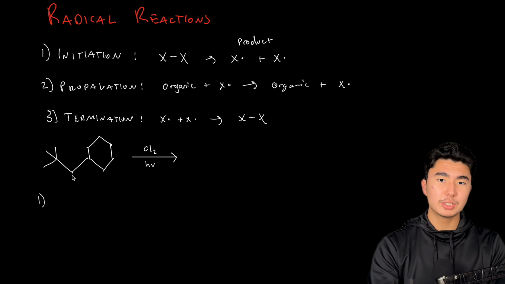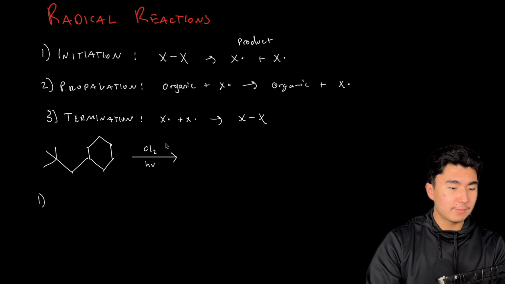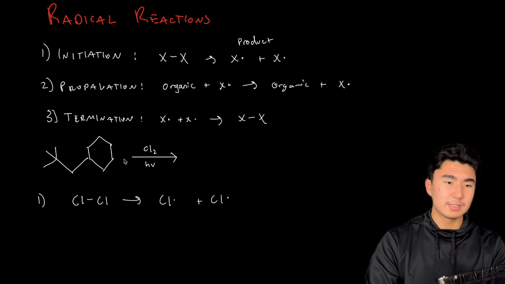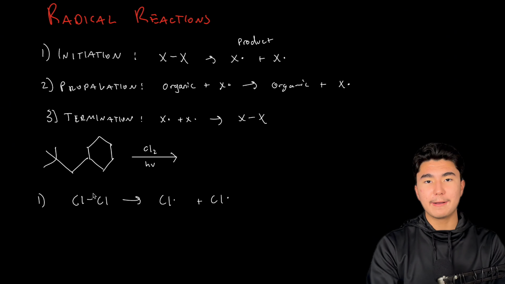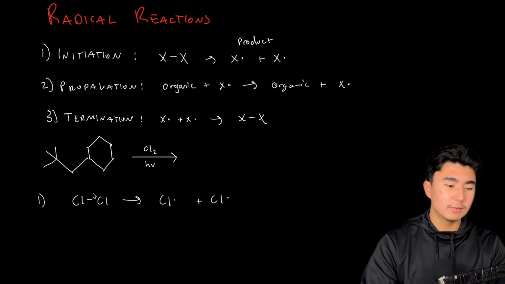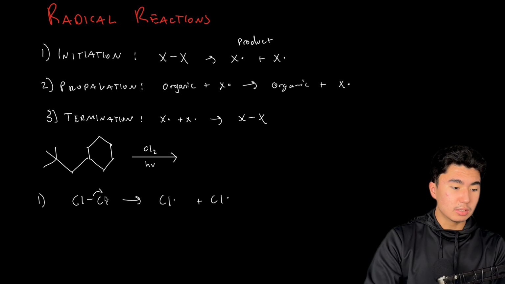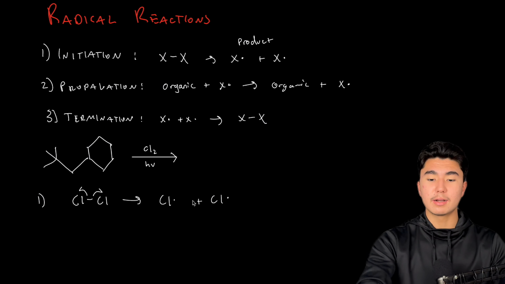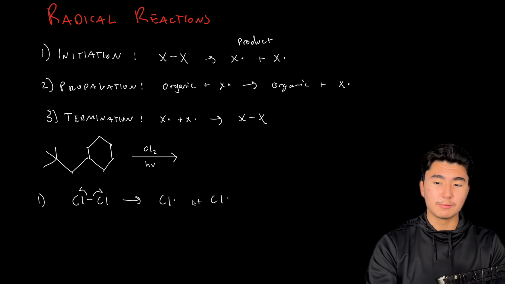So in our initiation phase, we're going to have this Cl2, so I'll just do Cl bonded to Cl over here, and this is going to turn into those radicals, Cl and Cl with those radicals. How this works is we have homolytic cleavage. One electron goes over here and one over here, creating those two chlorine radicals. That's our initiation phase, and we're pretty much done with it.